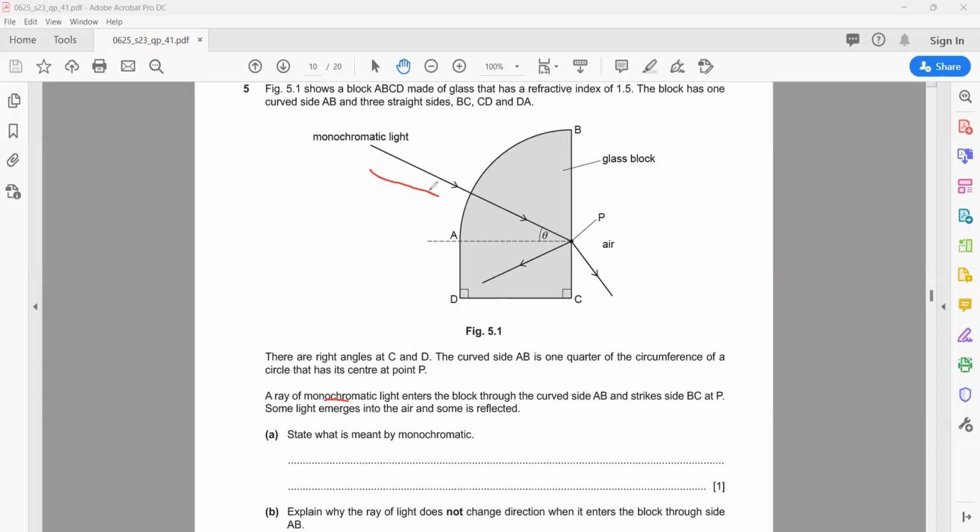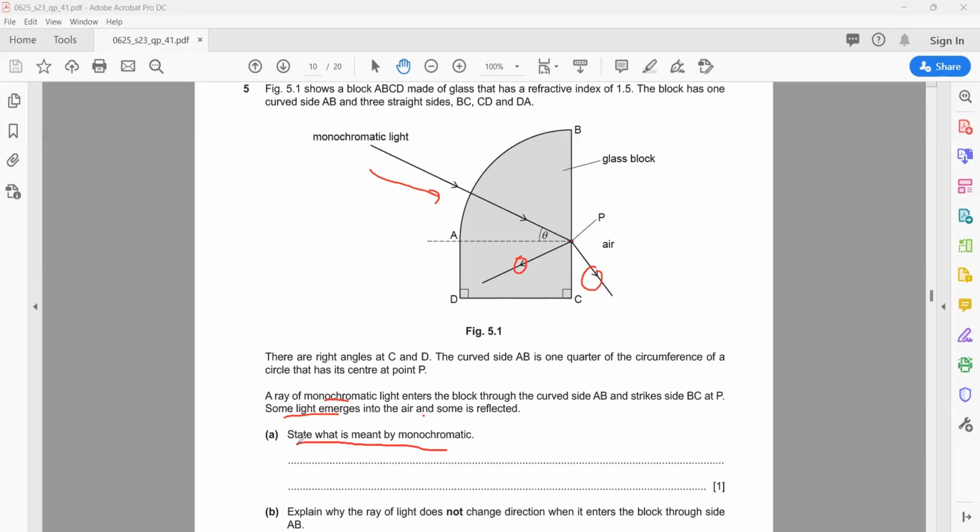Now the ray of monochromatic light enters the block through the curved side. So from here the monochromatic light is coming and strikes BC at P. It comes straight and hits BC here. Some light emerges into the air and some is reflected. You can see some is coming out here and some is reflected.